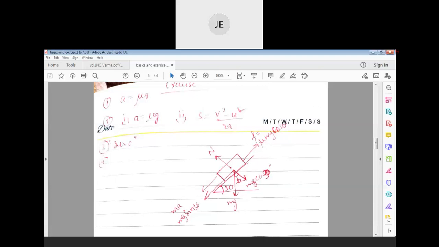Any doubts here? mg sin 30 downwards, μ mg cos 30 upwards, ma downwards. In this, any doubts? Free body diagram, directions of the forces, please, anyone? No, sir. Once you get this, it is completed. The answer is complete.